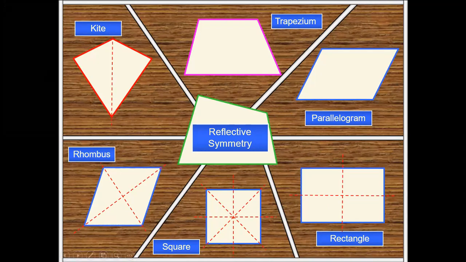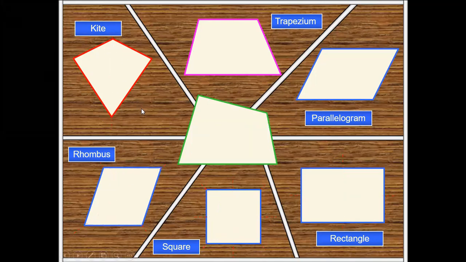The same is true with kite. Ayan, meron ding symmetry siya, pero isa lang, sa isang paraan lang. So sa parallelogram, meron din dito at saka doon. Sa trapezium, wala. Okay.